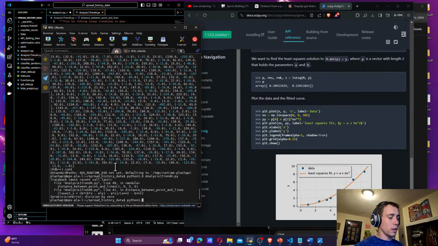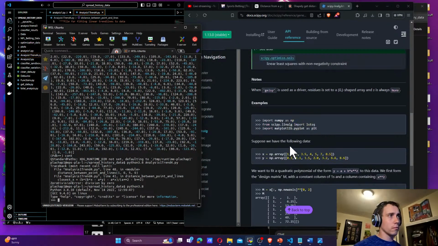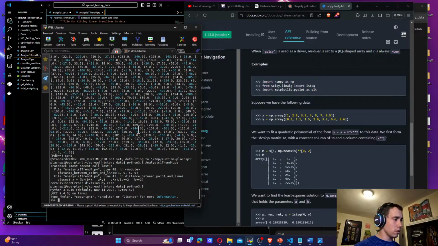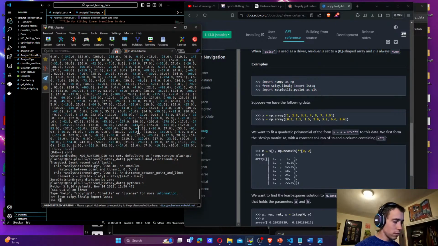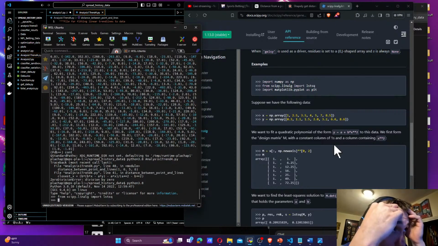Python 3.8. From scipy.linalg import least square. Alright. We want to fit a quadratic polynomial of the form y equals a plus bx squared. We first form the design matrix with a constant column of 1s and a column containing x squared.